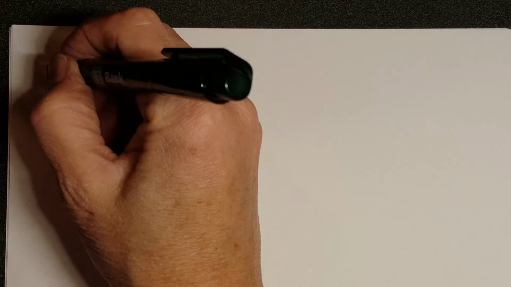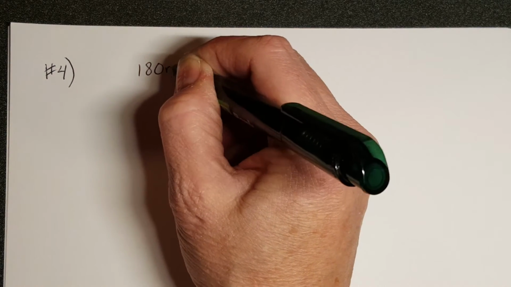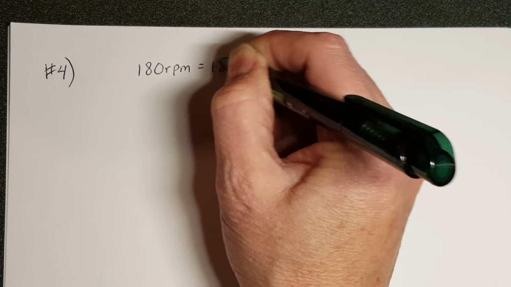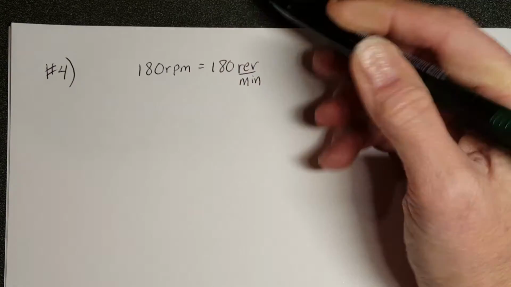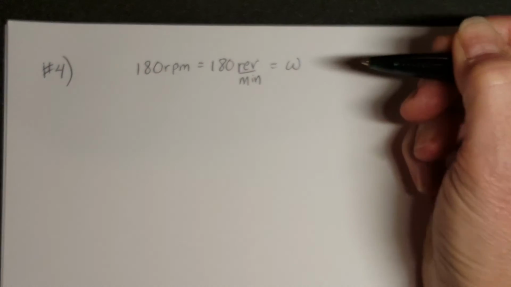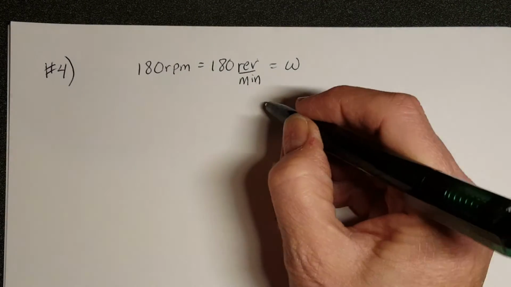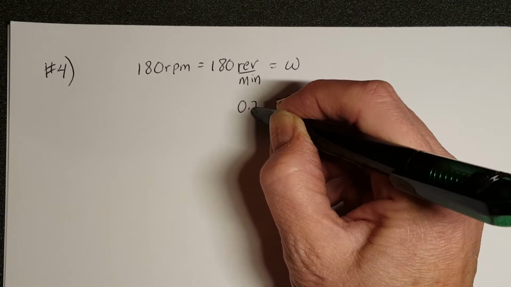We're going to do number 4 on the angular motion problems. We're starting a lawnmower, and it says in order to start the lawnmower, the pulley must turn at 180 RPM. Now we know that's revolutions per minute. So what variable is this? It's angle over time, so that's a variable of omega, so that's a given. It also says that it has a radius equal to 0.2 feet.